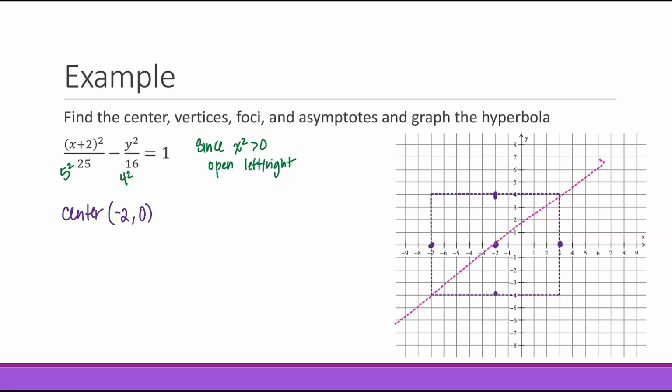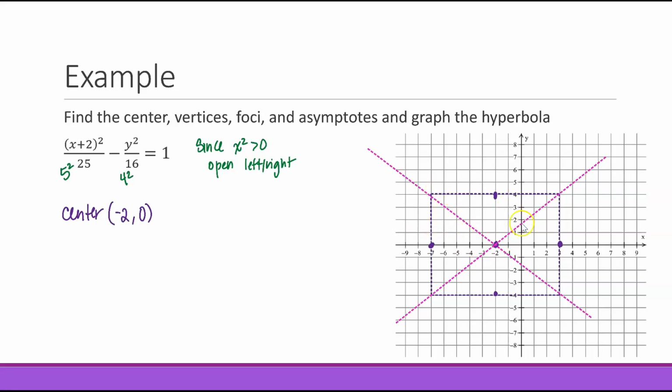So I'm going to draw a line that goes through the diagonal, but it passes all the way through it and also through the center. Okay, so those are my asymptotes.